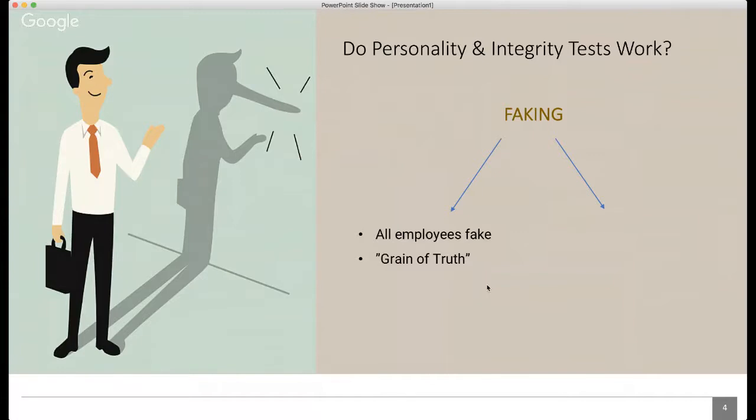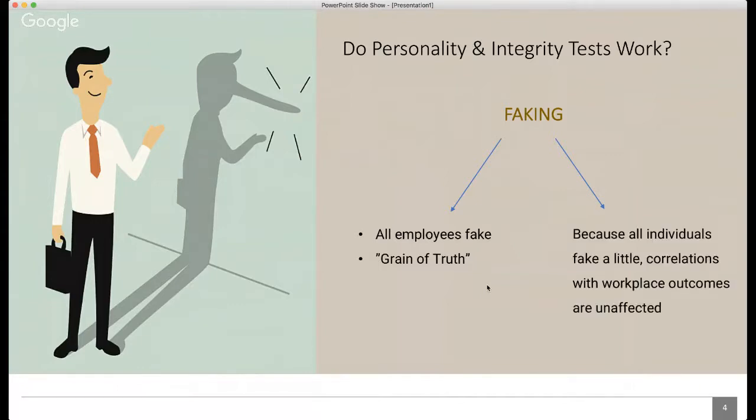So if we are moderately conscientious, we might inflate our response so that we appear moderately high in conscientiousness. We're bumping ourselves up. But everybody is bumping themselves up a little bit. So because all individuals fake a little, correlations with workplace outcomes are unaffected. So do we fake? Yes, a little. Does it affect the overall outcome of the test? No, because everybody's faking. So everybody's scores are inflated a little bit.